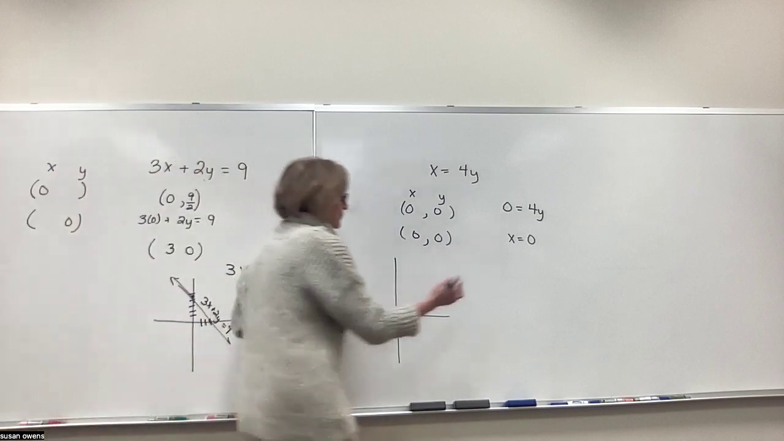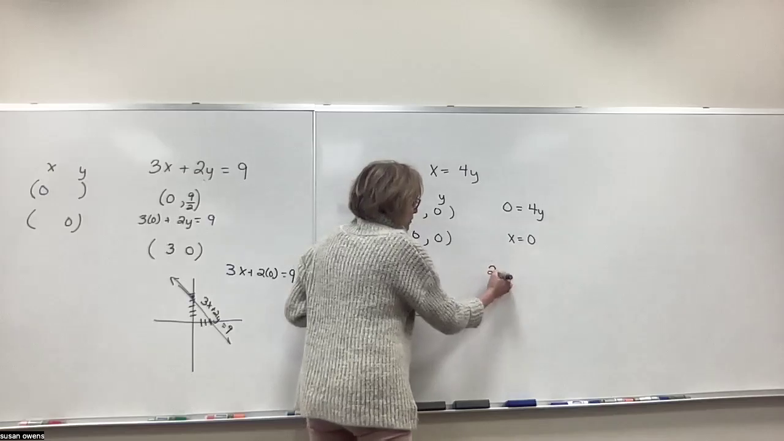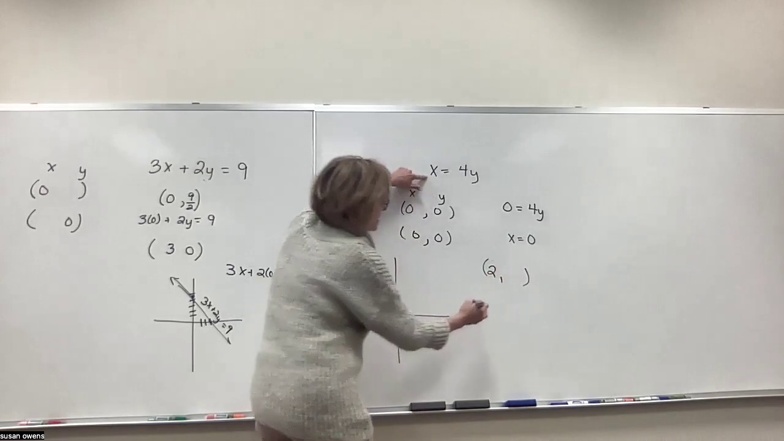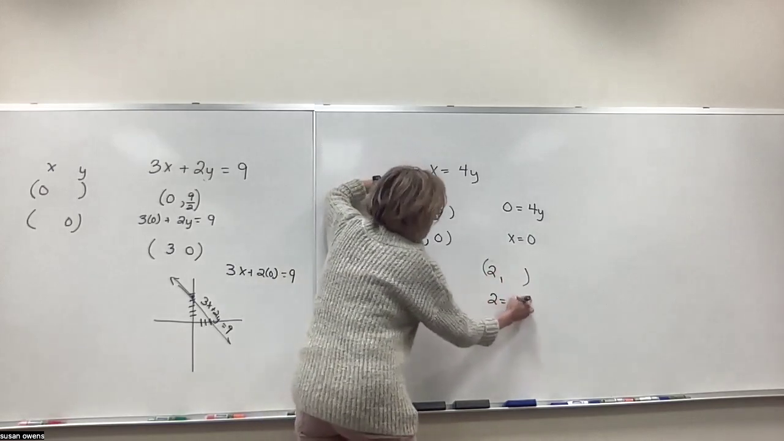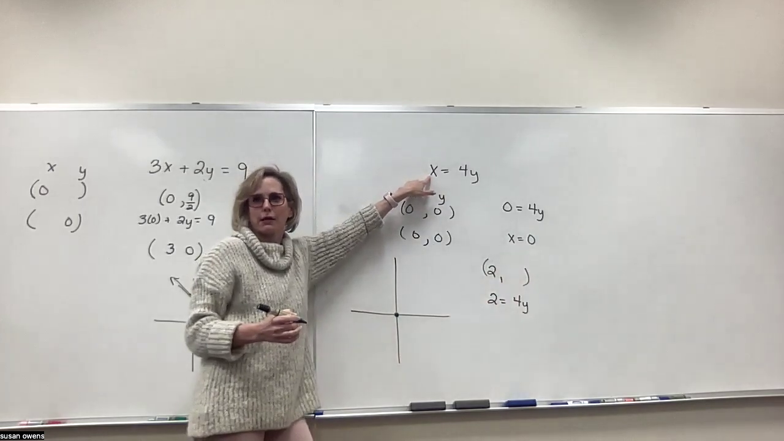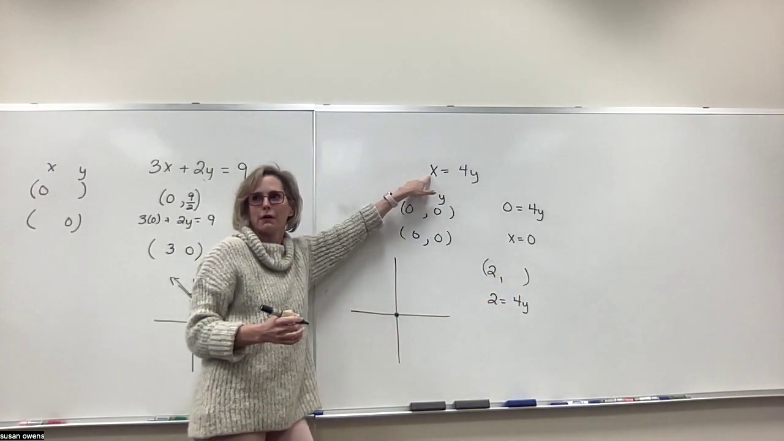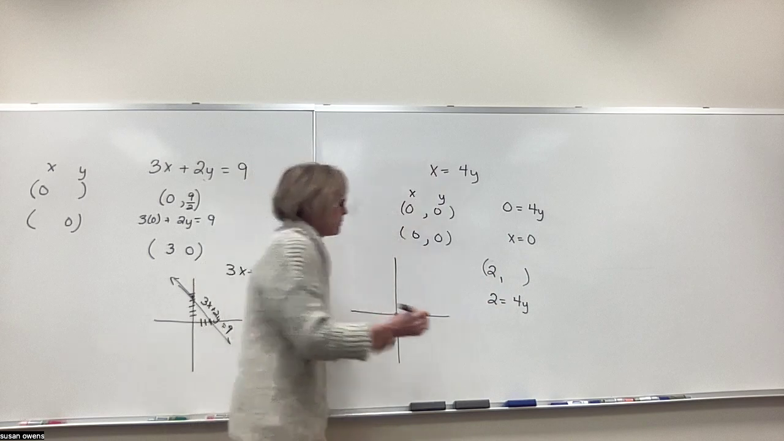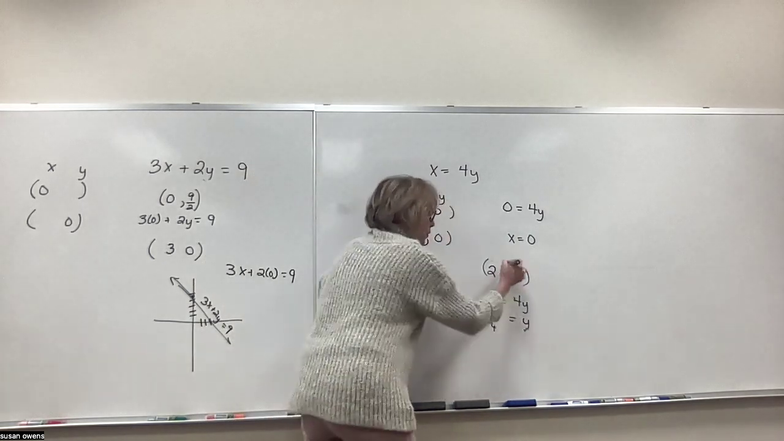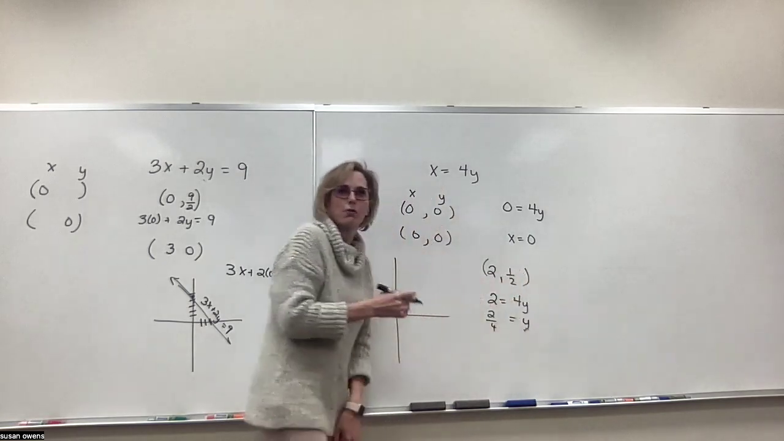2, okay. So 2. And then when I want to find what Y is, so that's 2 equals 4Y. What would we do to get the Y by itself? Divide by 4, right? So Y equals 2 divided by 4, or that reduces to 1/2.